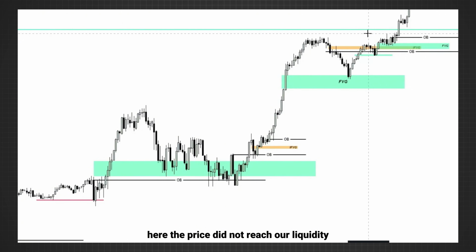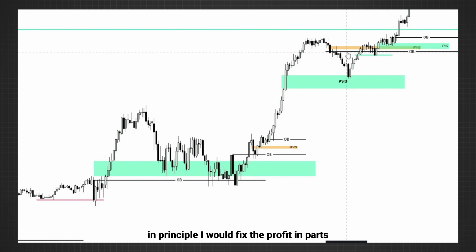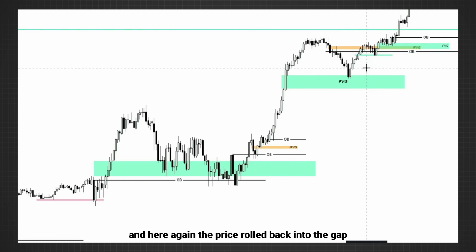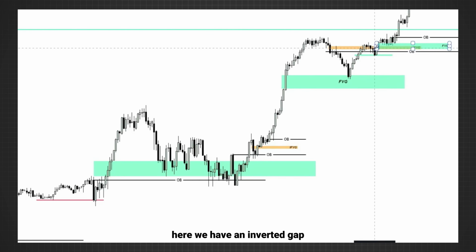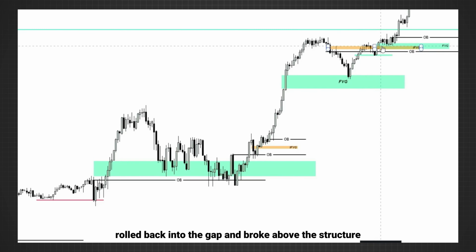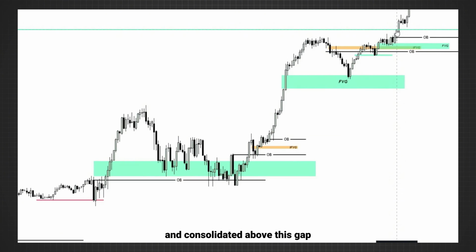Here the price did not reach our liquidity. In principle, I would fix the profit in parts. And here again the price rolled back into the gap and rebounded higher. Here we also have an order block, which was at 5 minutes. Here we have an inverted gap, then the price again rolled back into the gap and broke above the structure and consolidated above this gap. Well, this liquidity, of course, was the first. There were several more pools of liquidity above, but it is the most obvious one.